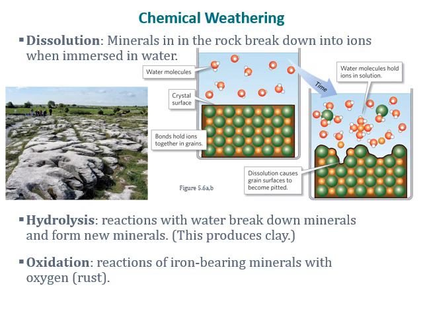Chemical weathering occurs through three different mechanisms. The first is called dissolution, where minerals in the rock break down into ions when immersed in water. So what we see here is the water molecules interacting with the crystal surface on the right and the crystal surface starting to attach to those ions in the water, leaving a weathered surface behind.